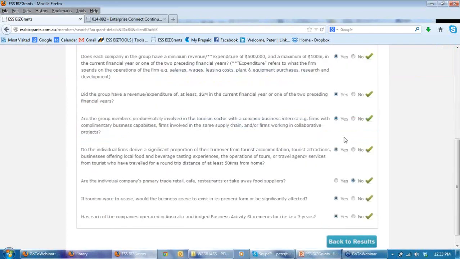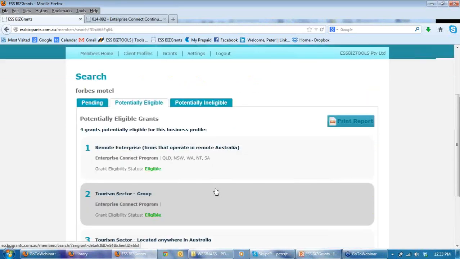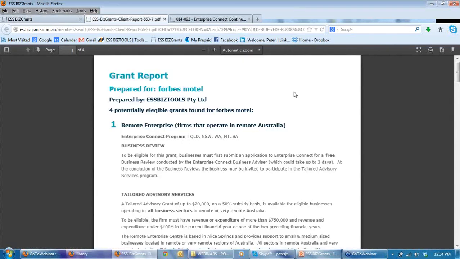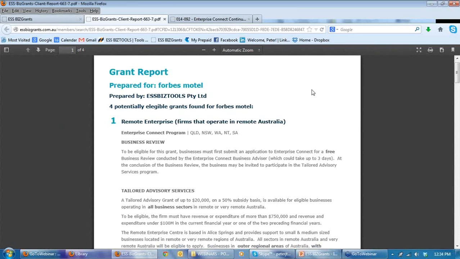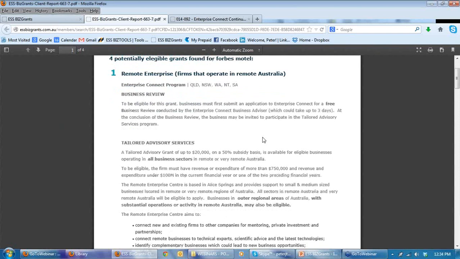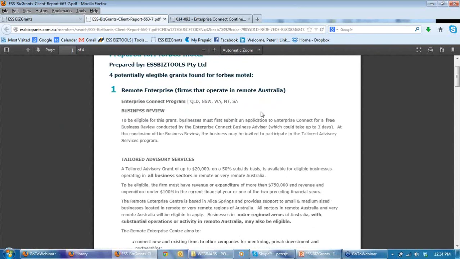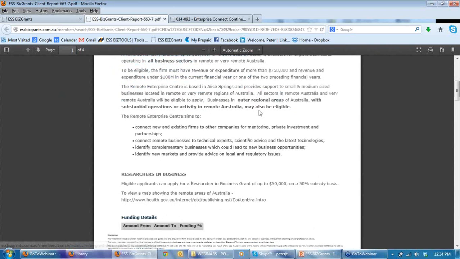At this stage we might decide we're going to go with those and, in a very proactive manner, give the client a report. So the grant report would come out in the name of the client. It would have your name on it, not ESS BizTools, so it's the name of the licensed user of ESS BizTools. You've got a brief summary of how this grant works. So this one here is on the remote enterprises. And then the funding details. There is a disclaimer at the bottom of each page. I'll come back to that in a moment.